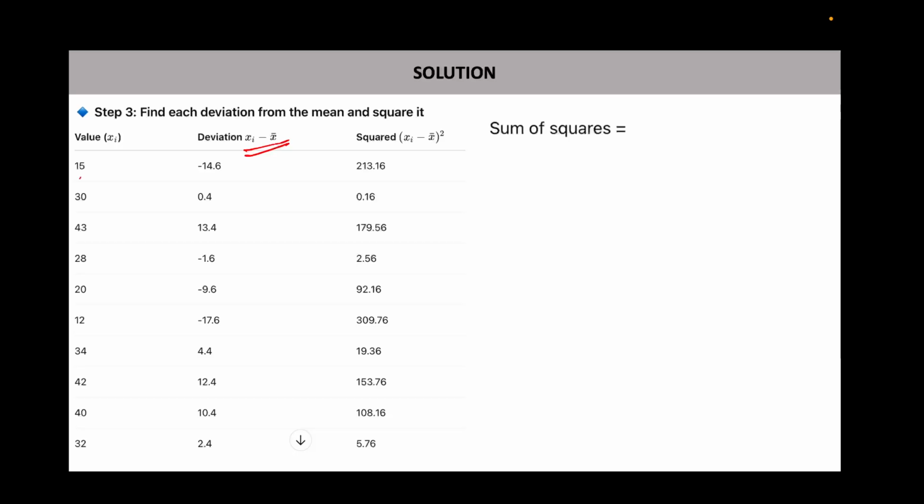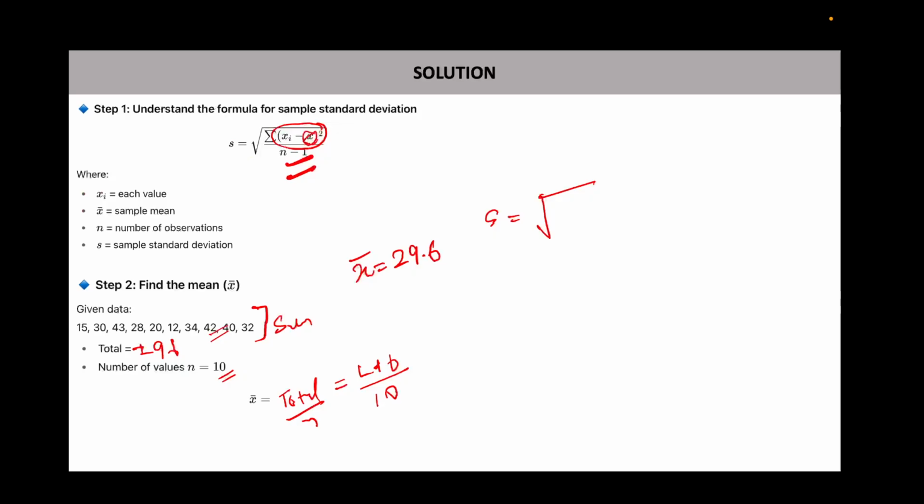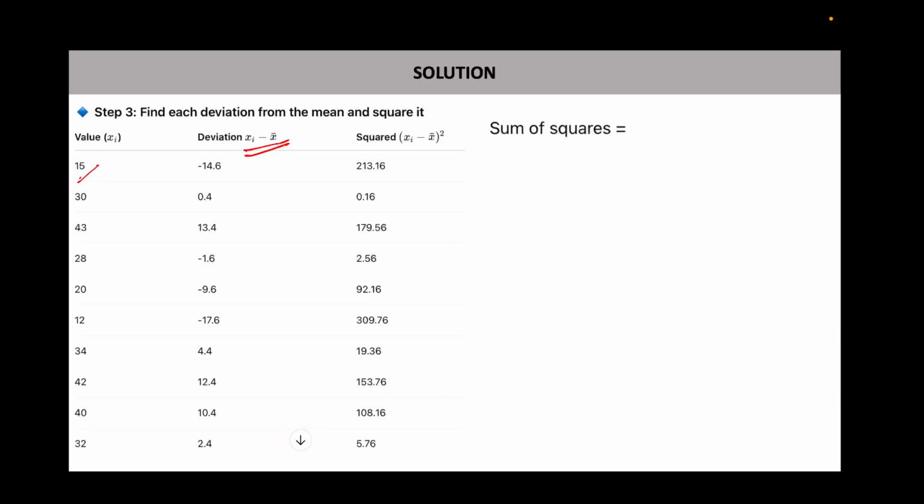For example, if your individual value is 15 and the mean we calculated in our previous slide is 29.6, you will subtract 29.6 from 15 and get a single value, and then you square that value. The summation of all these squared values will give you the sum of squares. In this case the sum of squares will be 1084.8.